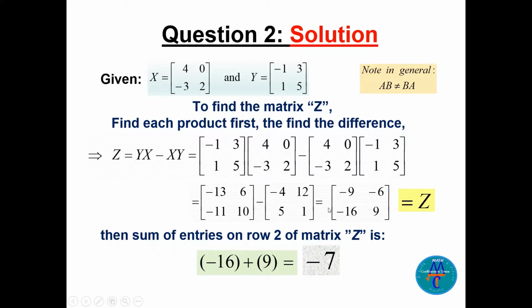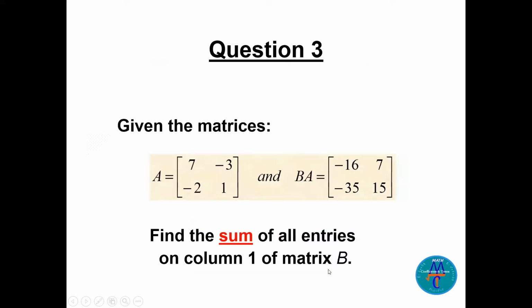This is Z. What do we need? The sum of the entries on row 2. So we just add minus 16 and 9, and the answer is minus 7.